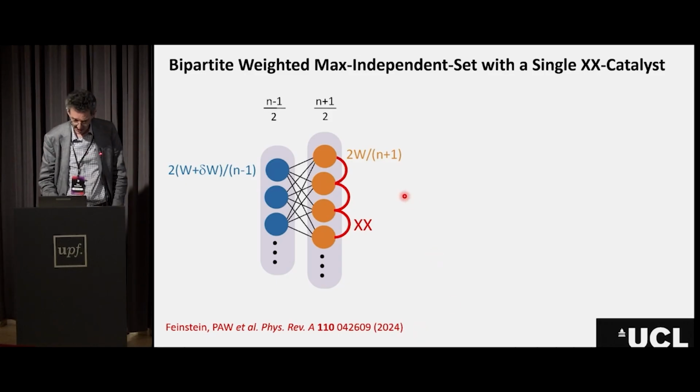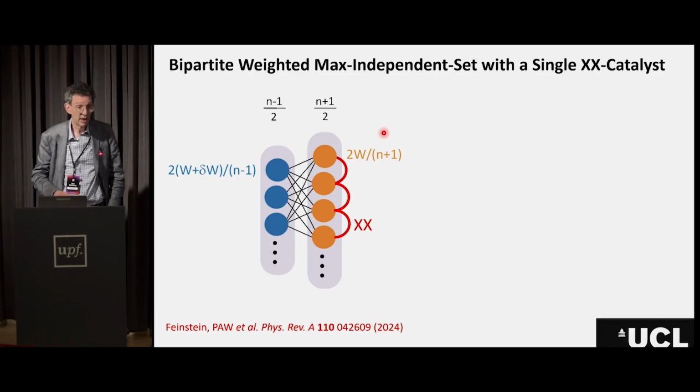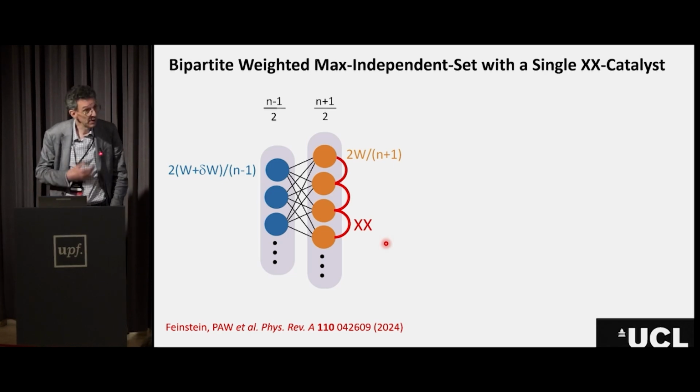She's done a lot of work based around, again as Roopayan explained, this bipartite weighted maximum independent set idea. I've got the wrong headline here. This is not a single XX catalyst. It's an XX catalyst, and the number of XX pairings we have scales linearly with the number of qubits. And again, just to clarify, this is an idea that we took from the work of Vicky Choi, who's done a lot of work on this particular problem setting.